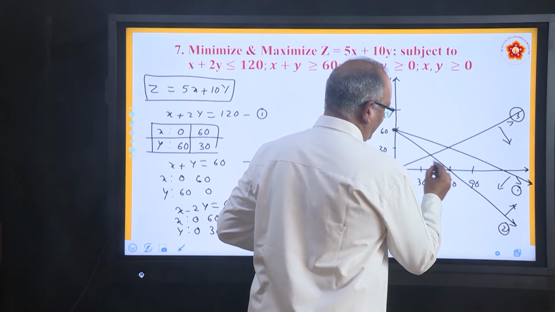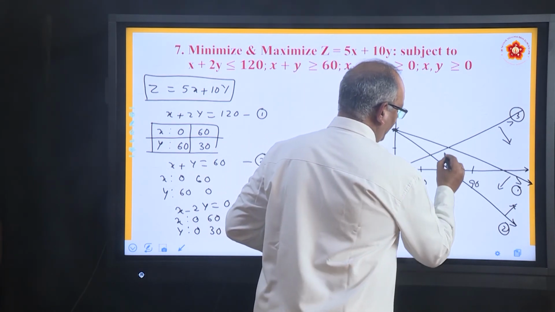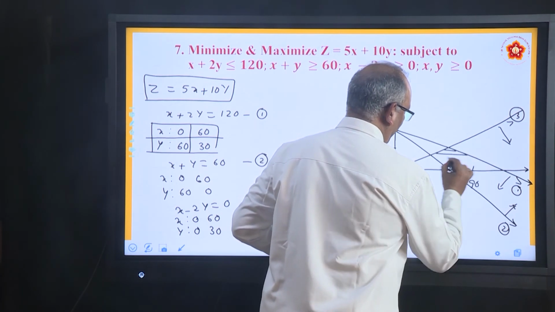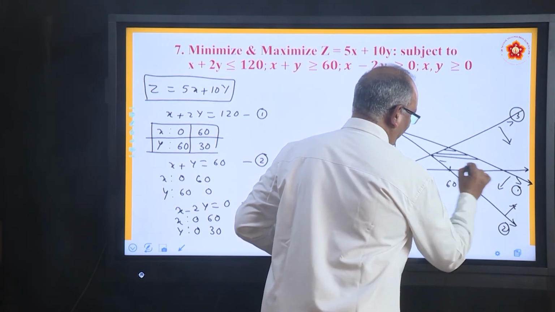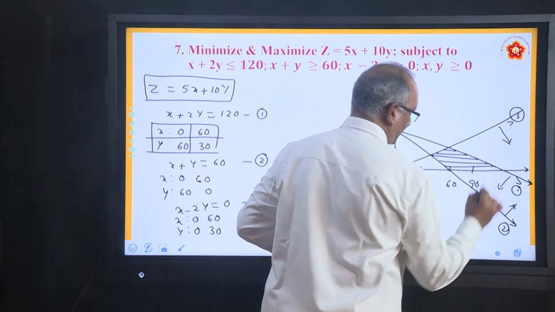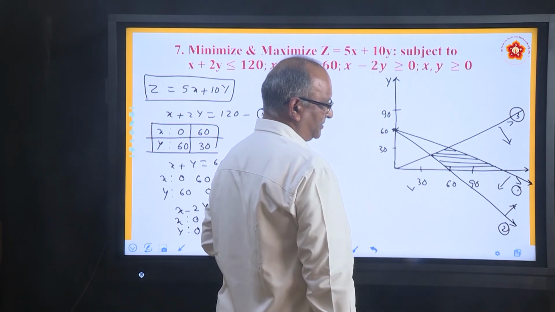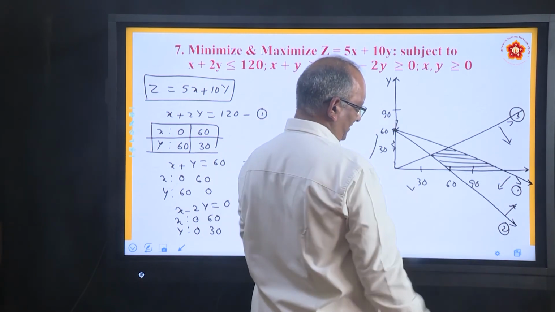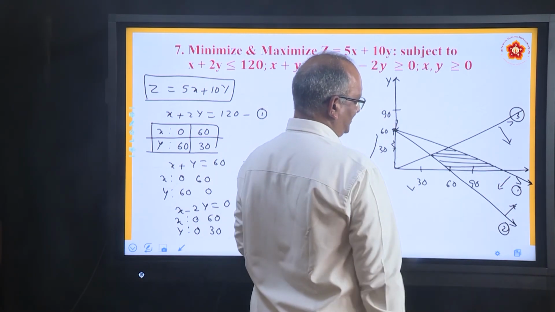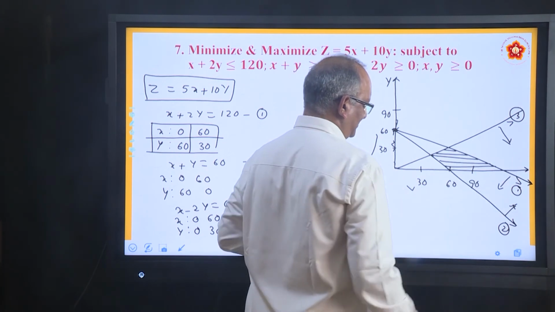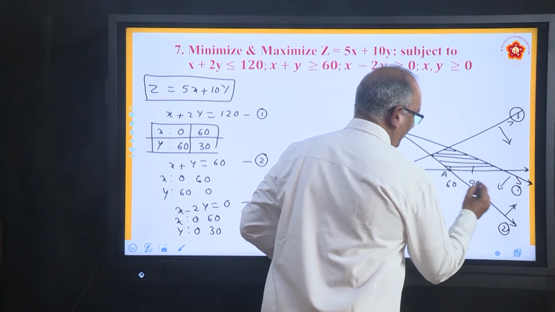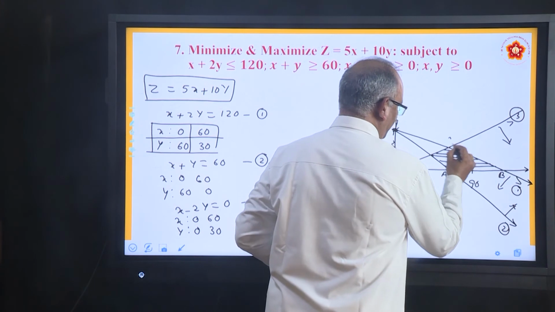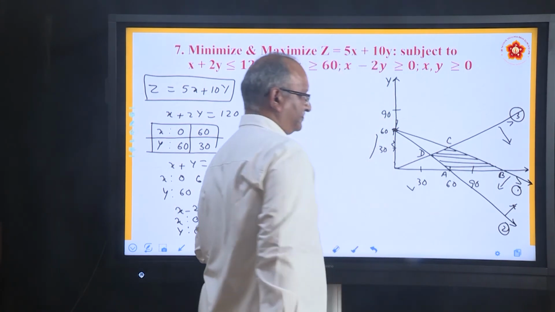You can say this is the common area. Just see whether it fulfills all conditions. Is it below 1? Yes. Is it above 2? Yes. Is it below 3? Yes. So A, B, C, D.